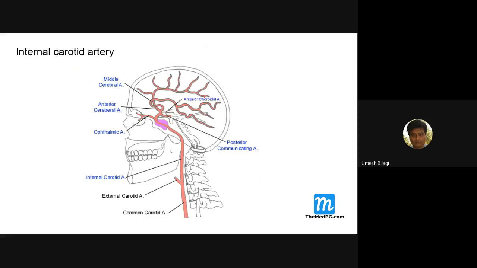This is the diagram I have put. The internal carotid artery is coming here, entering the brain, and going inside, what is this structure? Internal carotid artery goes into what? In the cranium, the cavernous sinus. This is the cavernous sinus. It goes inside the cavernous sinus, comes out again, and gives rise to the ophthalmic artery here. You can see. After that it goes and gives rise to, what is this?